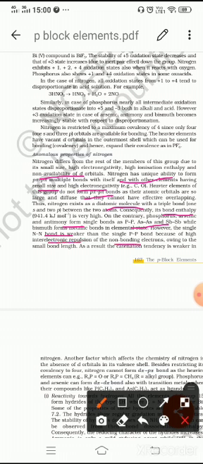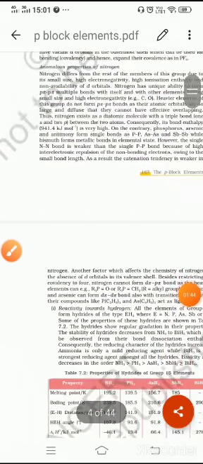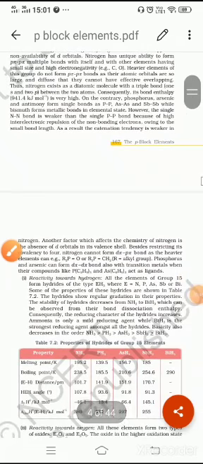due to the non-bonding electrons, and this is the reason the catenation tendency in nitrogen is also slightly less than phosphorus. Phosphorus has slightly higher catenation tendency because of its stable P-P single bond and high bond dissociation enthalpy.